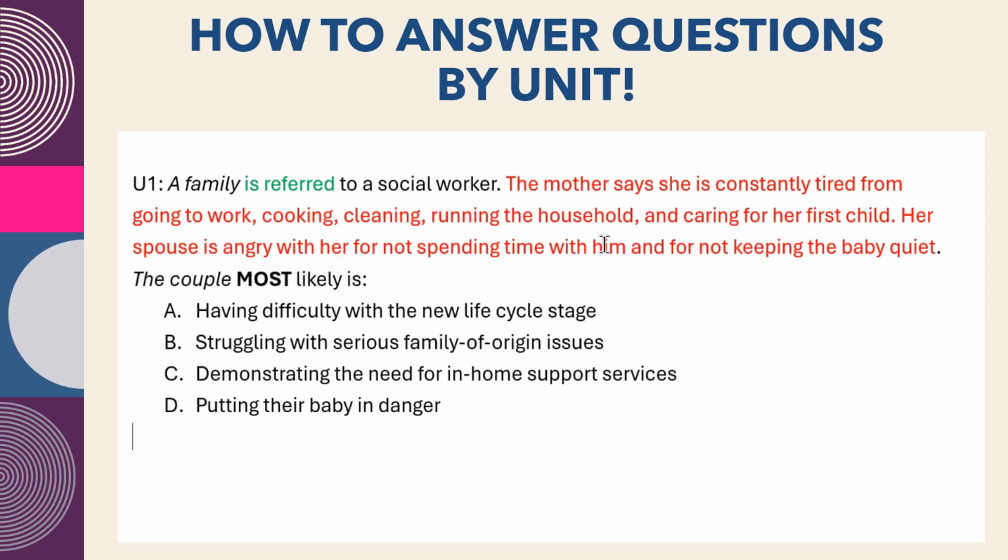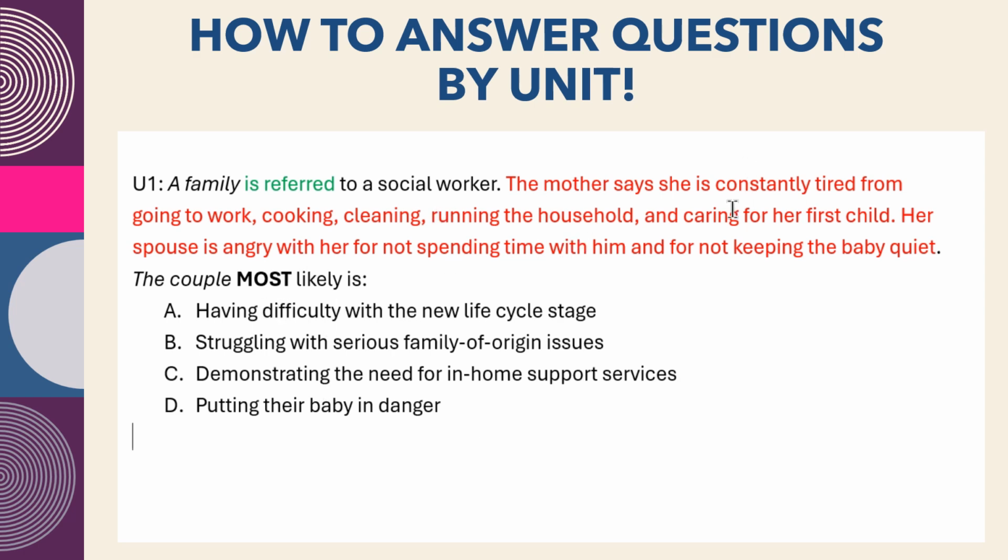So you're going to pick based off of the content in this scenario. They want you to reason it, to understand this content enough to reason with it, to know what this may be indicative of. Is this couple having difficulties with the new life cycle stage? Are they struggling with serious family of origin issues? Are they demonstrating the need for in-home support services? Or are they putting their baby in danger? Okay, so you would have to just be able to reason with the information.